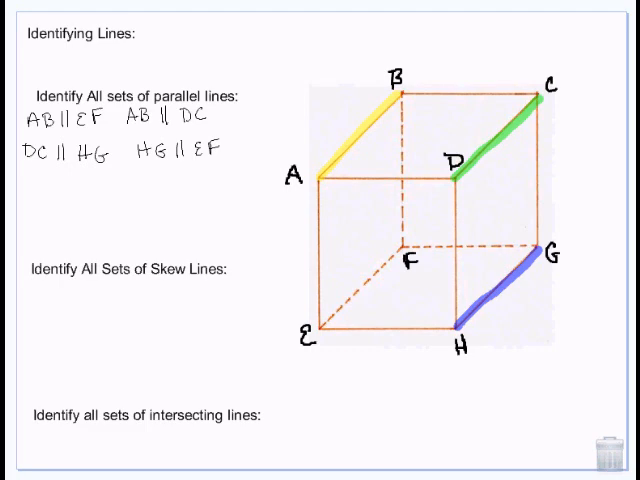So, actually, you know what, we'll go ahead and count the diagonals. We're going to say that if we had a diagonal plane going through the box, DC would also be parallel to EF, and that would make AB parallel to what else?